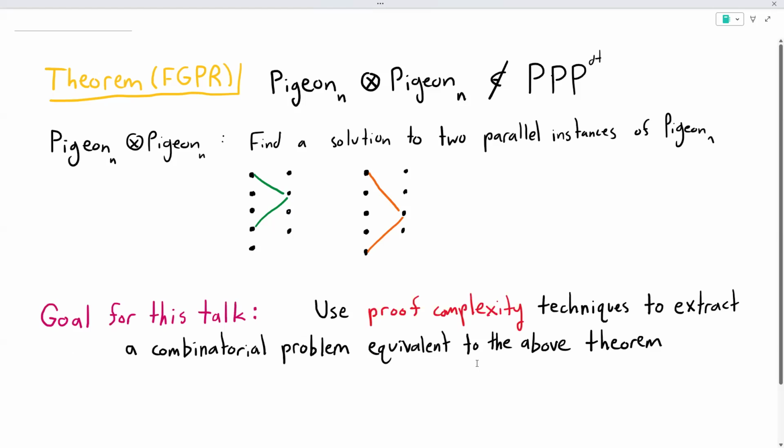So the goal for the rest of this talk is I'm going to introduce proof complexity techniques to extract a nice combinatorial problem equivalent to the above theorem. And I encourage you to look at our paper to see how we solve this combinatorial problem.